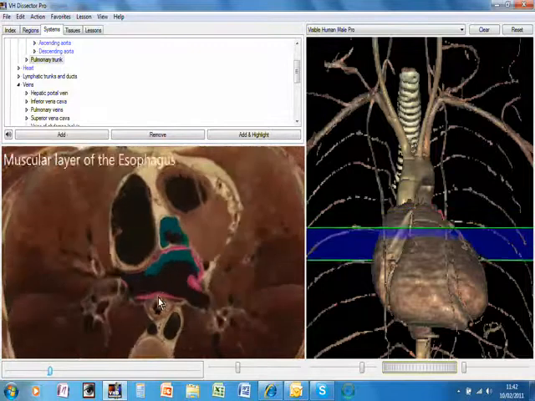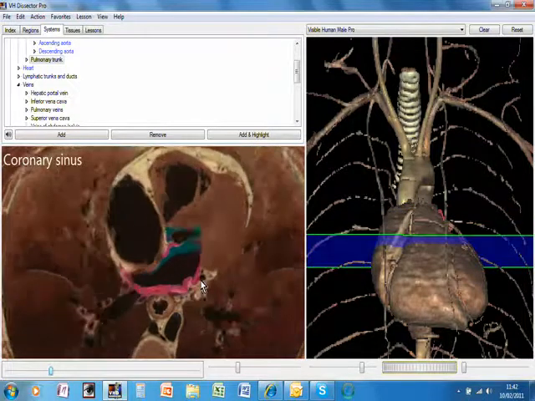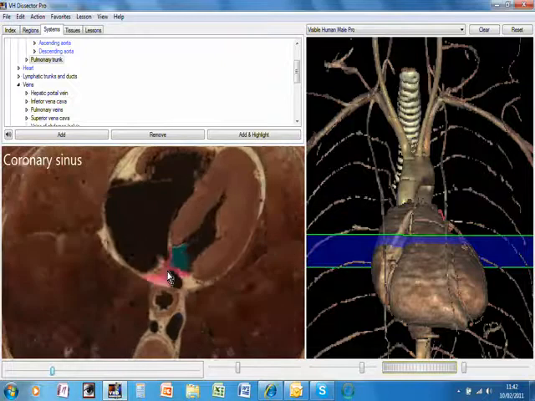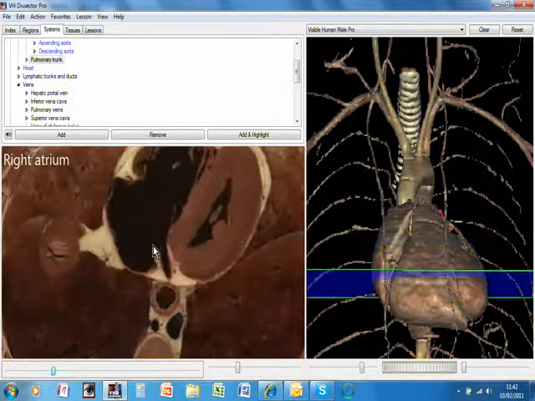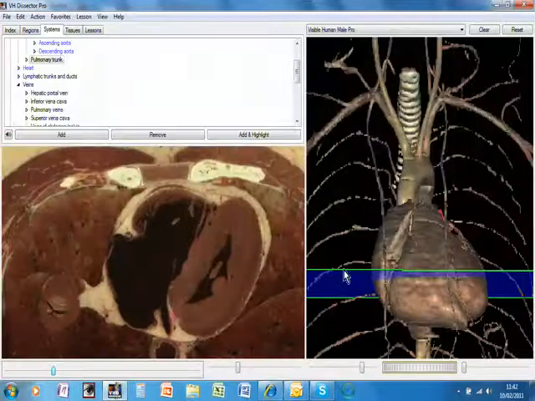We'll keep scrolling down and we should see the coronary sinus. Here's the coronary sinus emptying into the right atrium. And that concludes this tutorial.